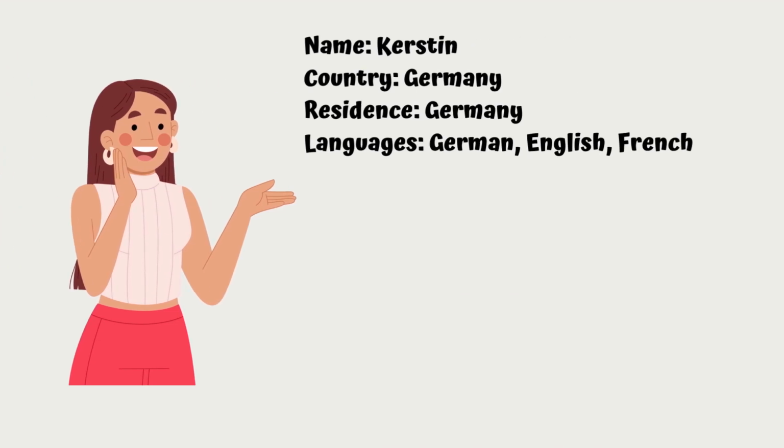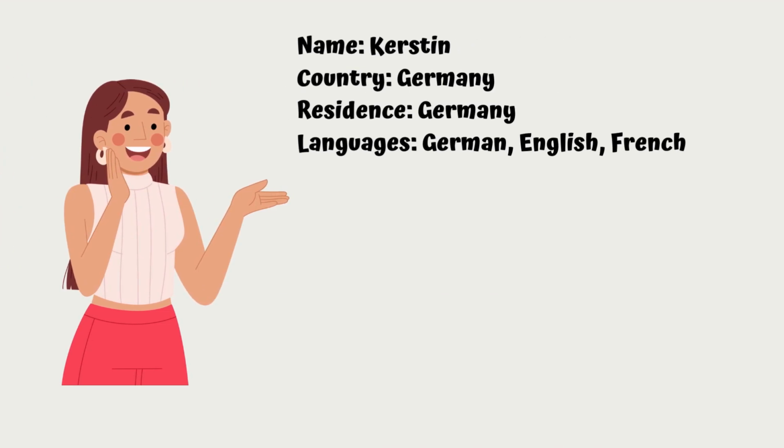Okay, we have some bits of information about Kirsten. Let's go over it. And we're gonna put that information into sentences. So name is Kirsten and she's from Germany. So she's a German citizen. And she lives in Germany and she speaks German, English and French. So we're gonna put this information into a short paragraph. So how are we gonna say it?